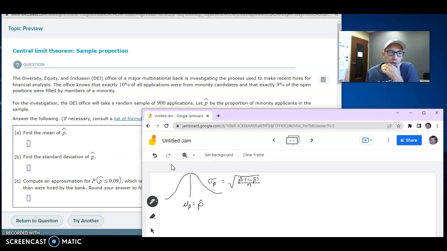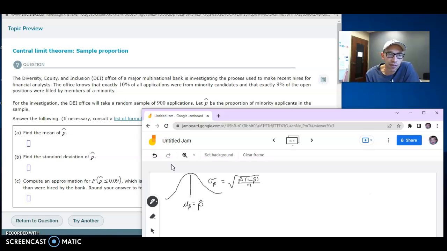So the first thing, we'll maybe take a minute to read the problem. We're looking at a case of potential discrimination or bias. We know that 10% of applications were from minority candidates, and exactly 9% of the positions were filled by minority candidates. Sounds close, but what's the chance that if the true proportion is 10%, we would get 9% actually filling them? Is that evidence of discrimination? That's what we're looking at here.